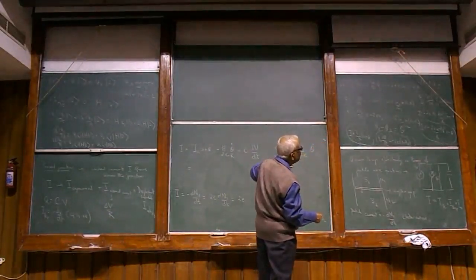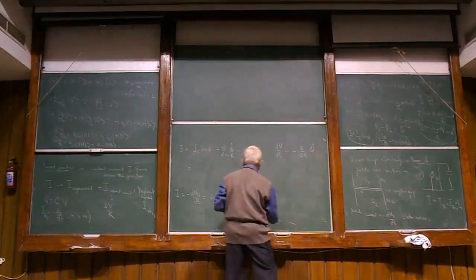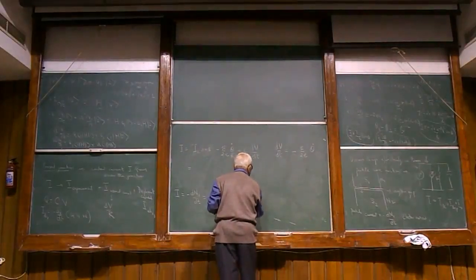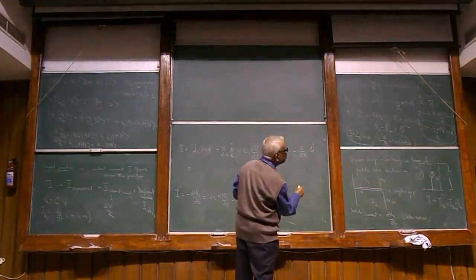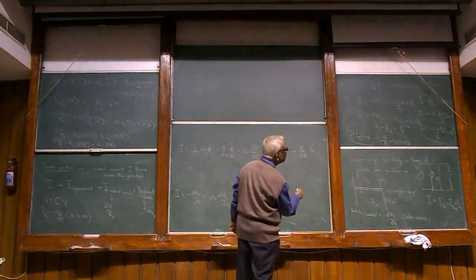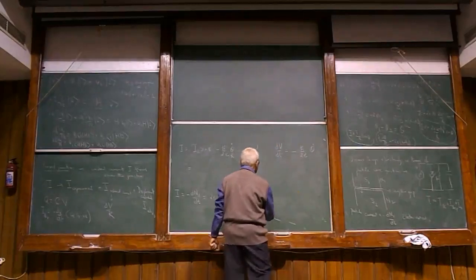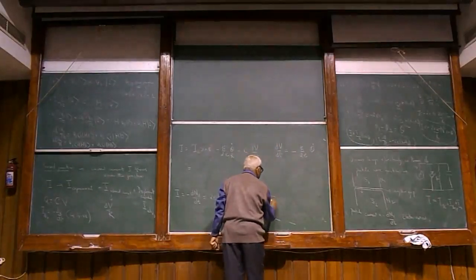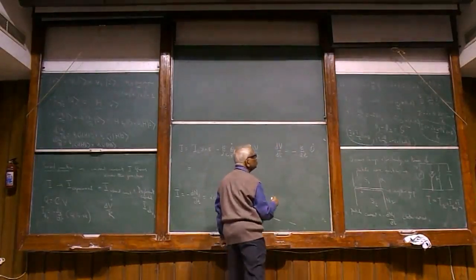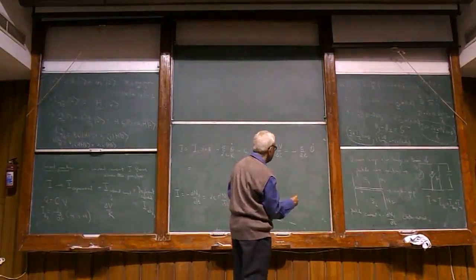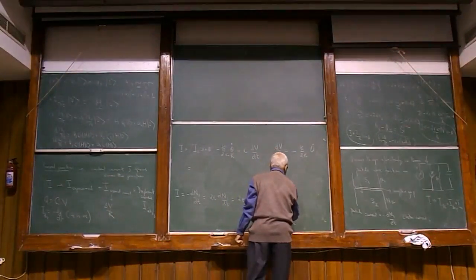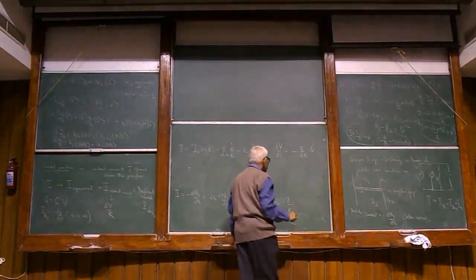dN1/dt is minus W times the square root of N1 N2, and is 2 over h bar, right?